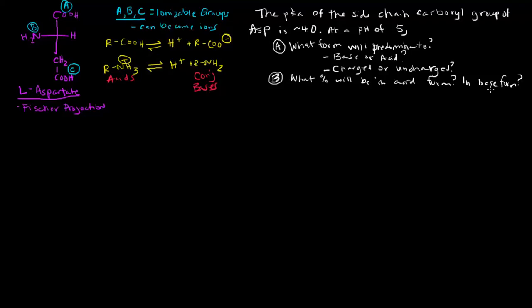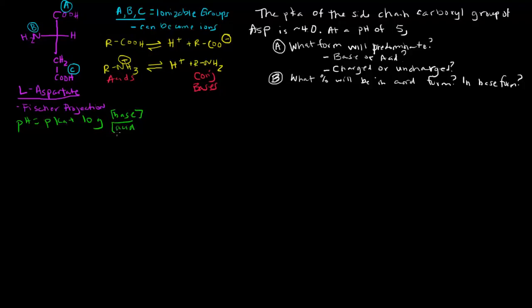Alright, so how do we do this? Well, we're going to use the Henderson-Hasselbalch equation. So let's get our green going. We can start doing these using the Henderson-Hasselbalch equation. Just to recall, the pH is equal to the pKa plus the log of the concentration of the base over the concentration of the acid.